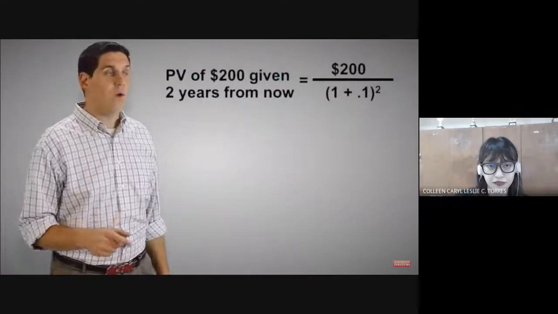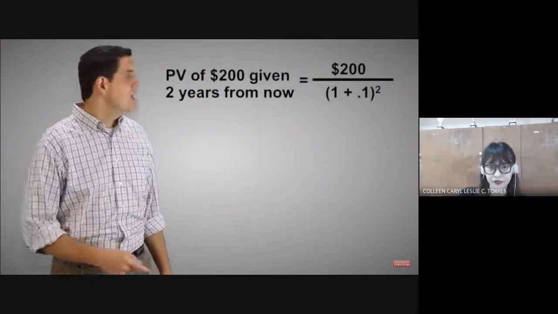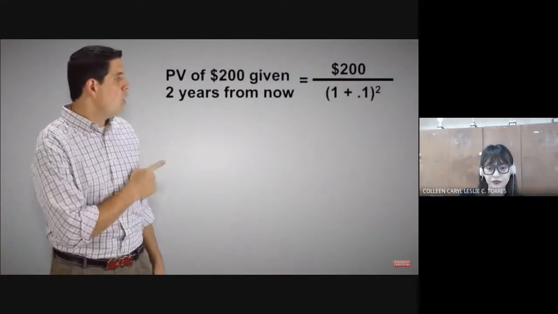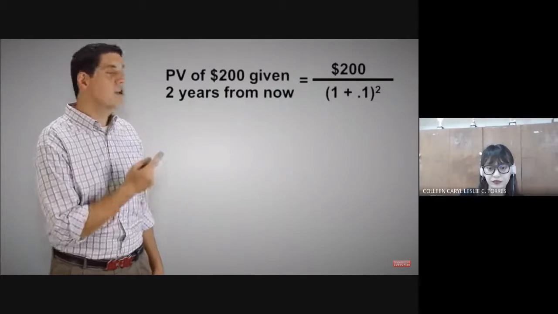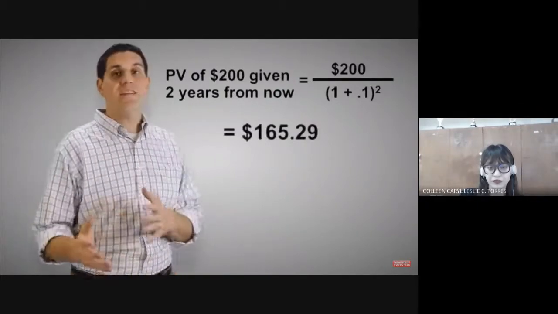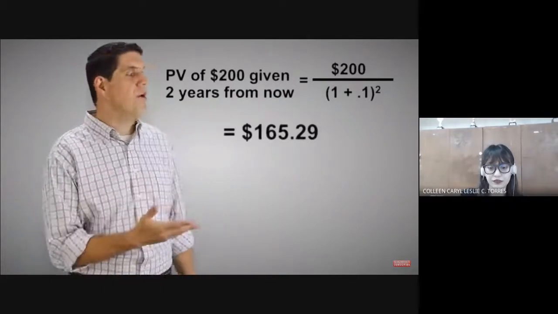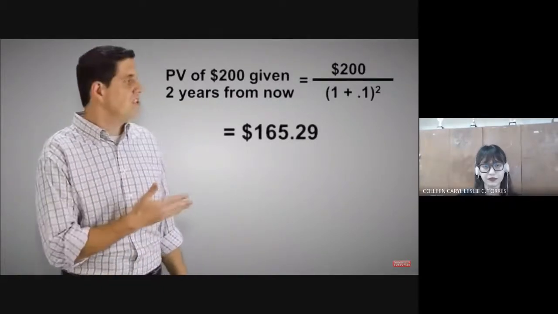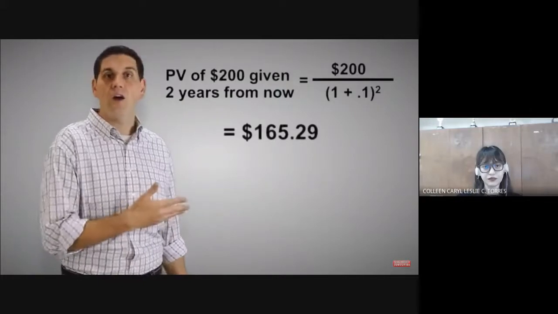The present value of $200 2 years from now is the $200 divided by 1 plus the interest rate of 0.1 squared. And that comes out to a little over $165. So in that situation, you should definitely take the $200 in the future, because the present value is more than the $100 I would give you today.